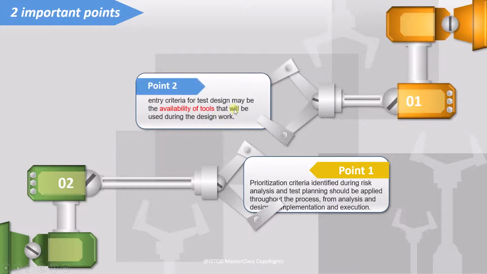And the second and important point is that the entry criteria for test design may be the availability of tools that will be used during the design work. When we are doing the design work, there is a chance that we need some tools, and having those tools could be one of the eligibility criteria or entry criteria. So these are the two important points here. First is prioritization, which will continue from the analysis, design, implementation and execution stages, and availability of tools is the entry criteria for the test design phase. This is a very important point, please remember.